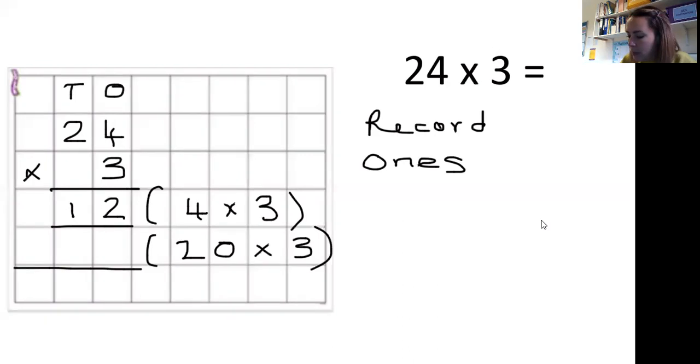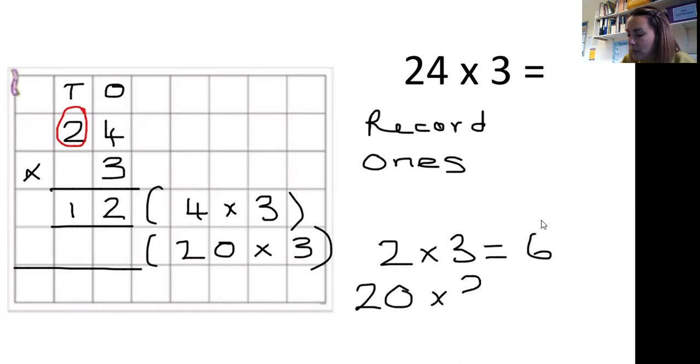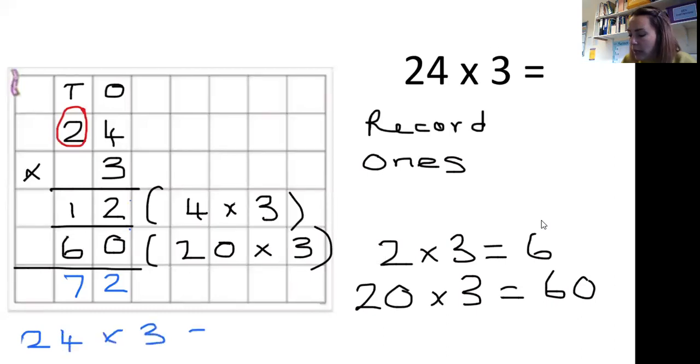The next one is asking me to do 20 times 3. So let's just have a look and see what that appears. This 2 is the same as 20, so it's 20 times 3. So 20 times 3, we know that 2 times 3 is 6. So we know that 20 times 3 is 10 times bigger. It is 60. So my answer, I'm going to add those two together. So 2 add 0 is 2. 1 add 6 is 7. So I know that 24 times 3 is 72.